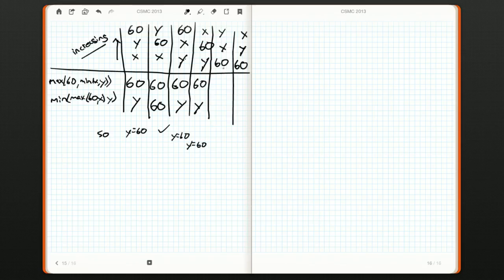Okay, and here we go again. The min of x and y is x. The max of x and 60 is x. The max of 60 and x is x. The min of x and y is x. So this one's good to go. And this last case, the min of x and y is y. The max there with 60 is y. The max of 60 and x is x, because it's all the way up at the top. And then the minimum with that and y is also y. So this one's also good to go.